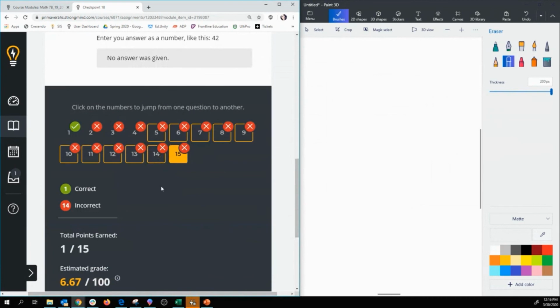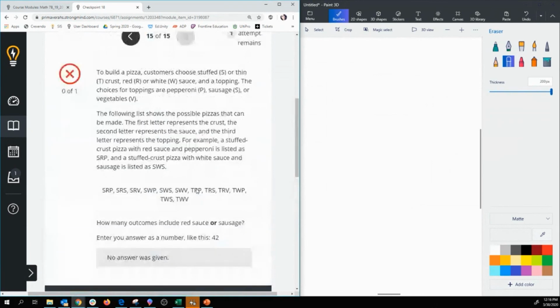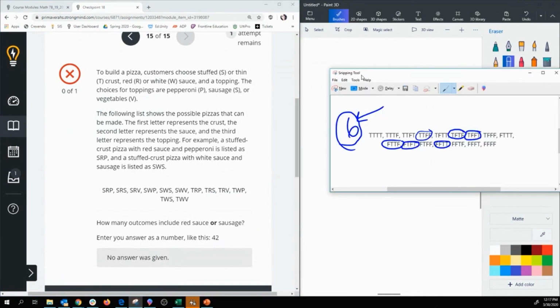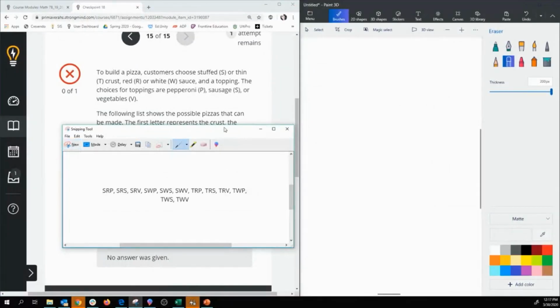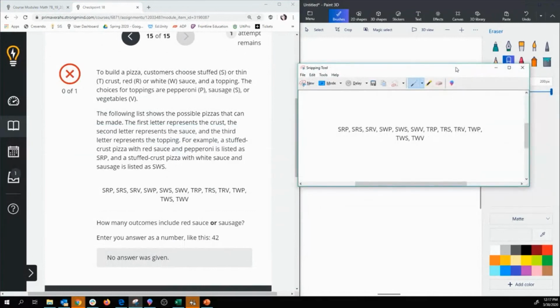All righty. And then very last one. So this is the one that has red sauce or sausage. So this is that other question, but instead of the and pepperoni, it's or sausage. So red sauce or sausage. So let me know when you are here. Make sure it's red sauce or sausage.